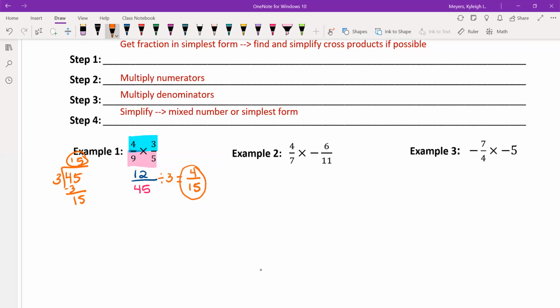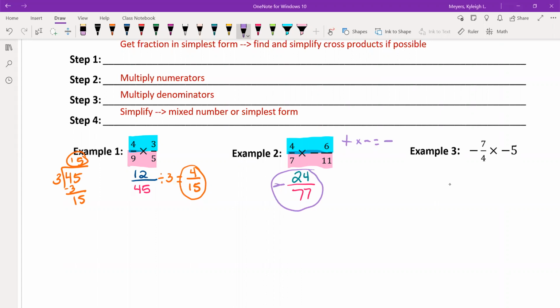All right, I want you to try example 2. So pause and try example 2. All right, so when you did the top, you should have gotten 4 times 6, which is 24. The bottom is 7 times 11, which is 77. And then remember, positive times a negative is a negative. So our answer is negative 24 over 77.